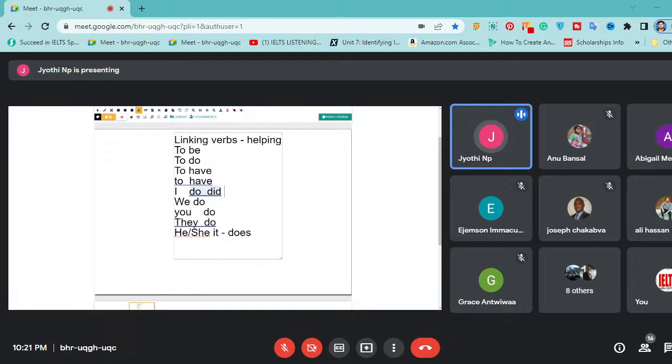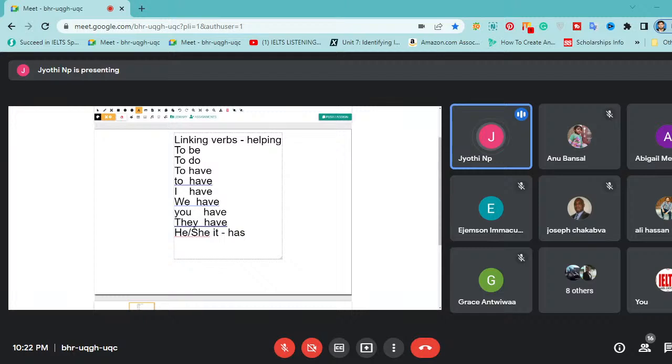Then he, she, and it, we use has. Okay, singular. So we usually use to have to talk about a perfect tense. Okay, whenever we are using a perfect tense, then we use have. So this is about the linking verbs.